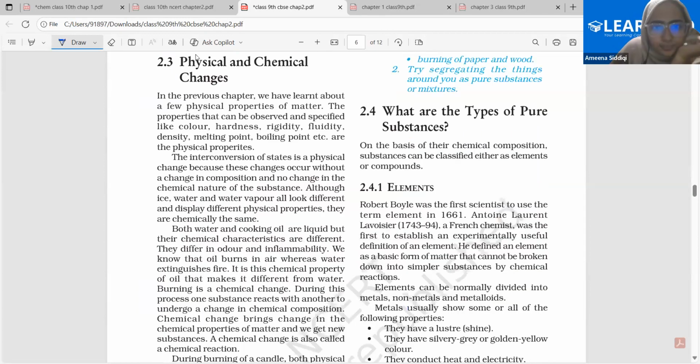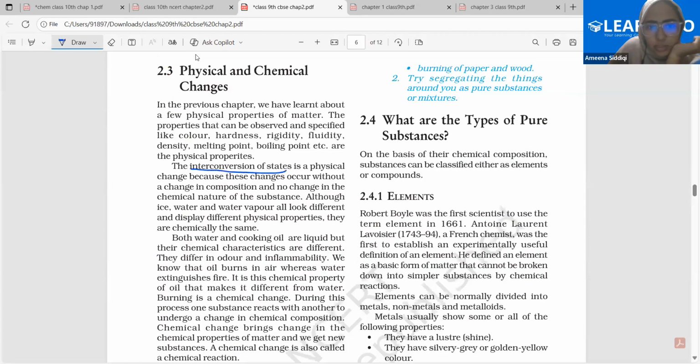See, come here quickly. The interconversion of state is a physical change because these changes occur without a change in the composition and no change in the chemical nature of the substance. I think that would be clear. Ice, water, and water vapor look different and display different physical properties. Why? Because the physical state is different, but the chemical properties will still be the same. They are still H2O.